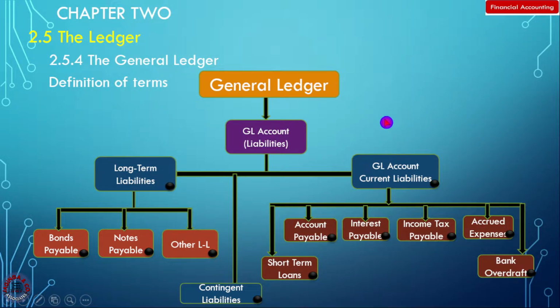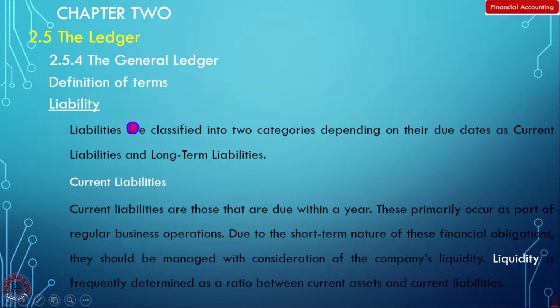We've talked about long-term liabilities, and now I want us to talk about current liabilities. First, let's try to understand the meaning of current liabilities. Current liabilities are those that are due within a year. So, all those that you have to pay within 1 year are current liabilities.